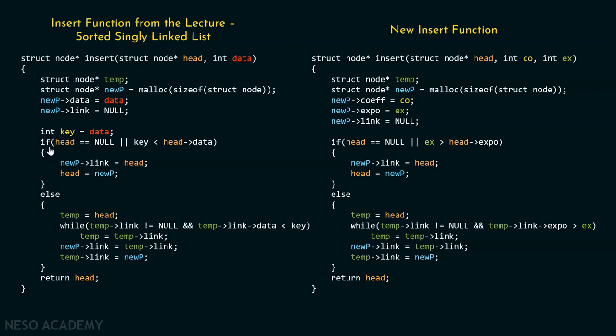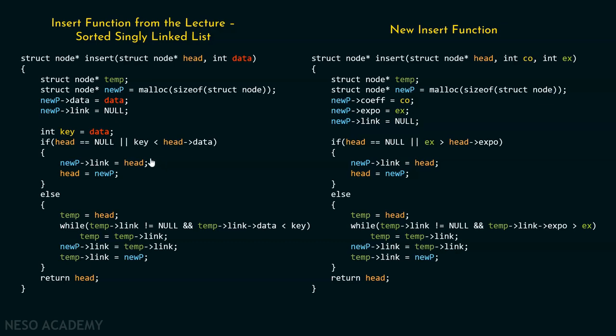And here I'm checking this condition if head is equal to null or key is less than head data. If this key is less than head data, which means that I'm asking, is the data of the new node less than the data of the first node? If it is the case, then we will simply add this new node in front of the head. That is the first node of the linked list. This is what this piece of code will do.